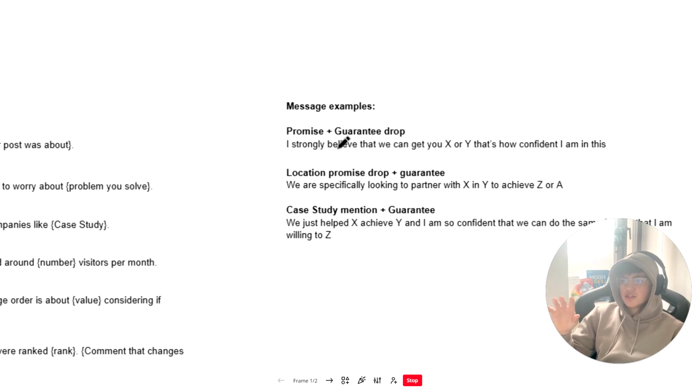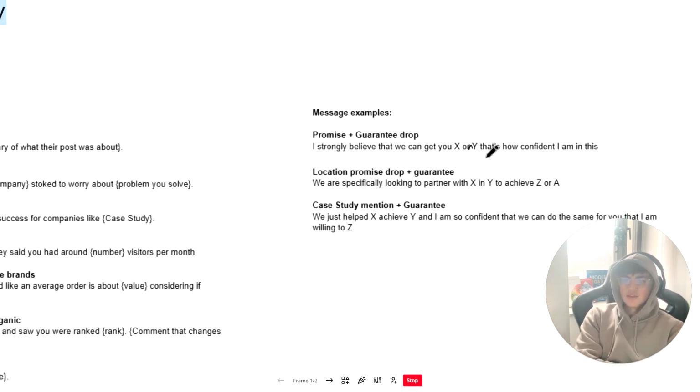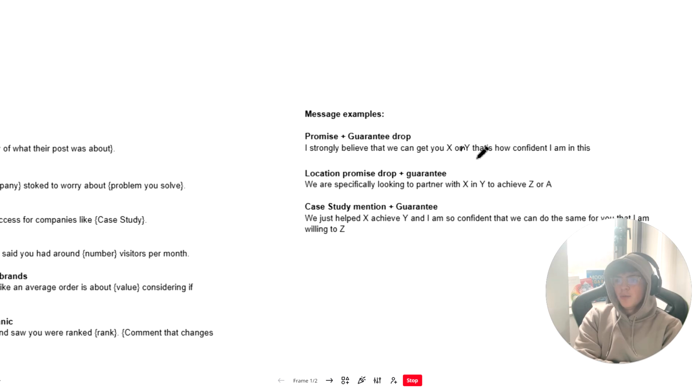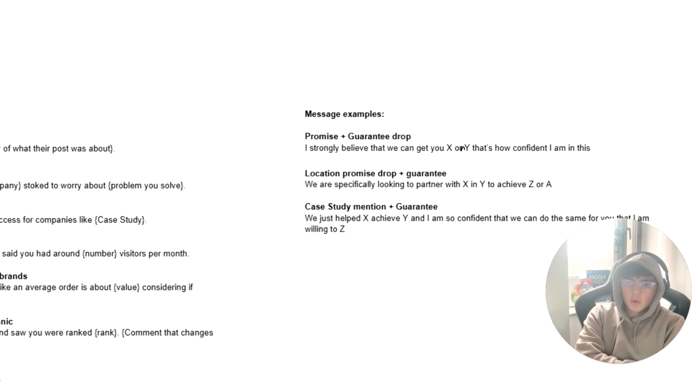So what you can do is say something like this: I strongly believe that we can get you X on Y basis. That's how confident I am in this. So how this would look in practice: I strongly believe that we can get you 55 ready-to-close appointments on a pay-for-results basis, and that's how confident I am in our product, that this is something that you can do. This is just off the top of my head.